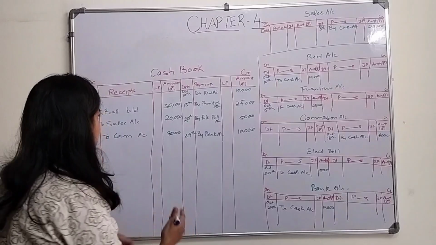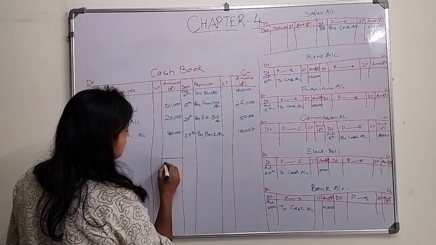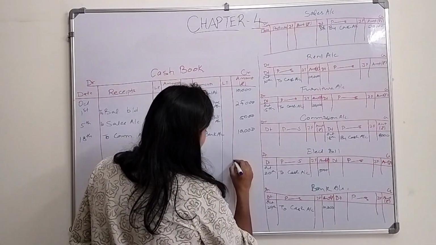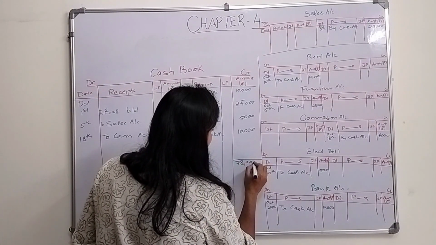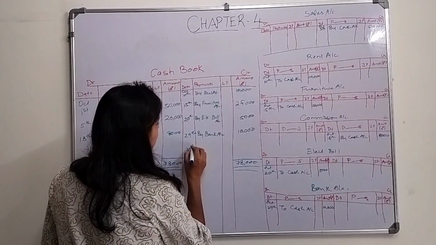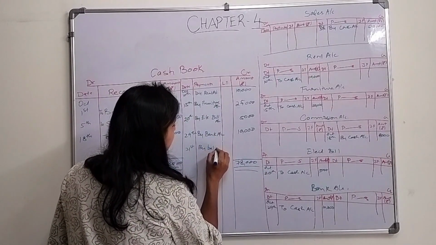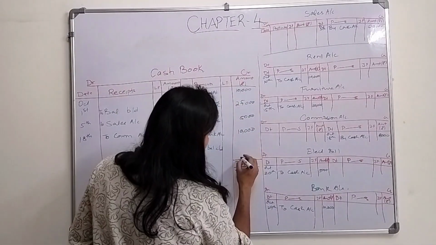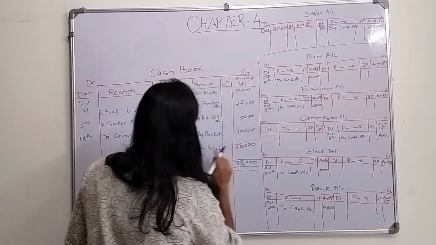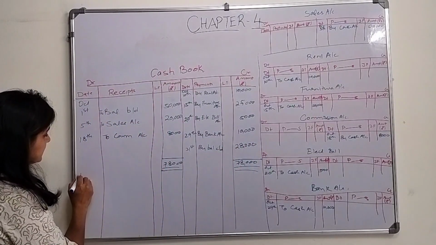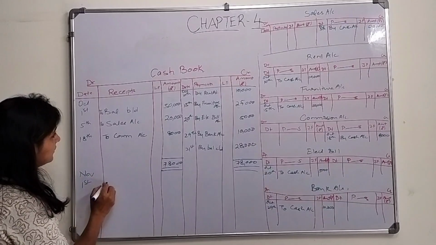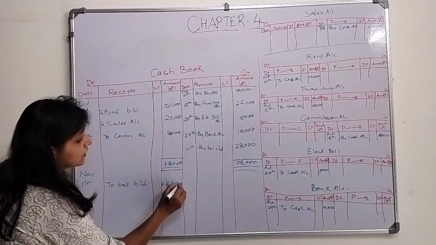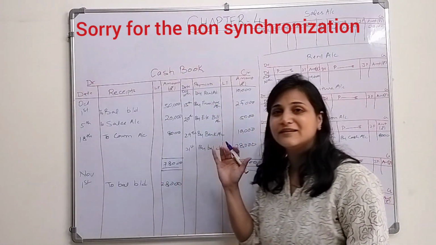I will total all the things. So here it is 78,000. On 31st of October, how much balance am I going to carry down? 28,000. I will carry this balance to the next month, that is the month of November. To balance brought down is 28,000. So this is how we prepare a single column cash book.